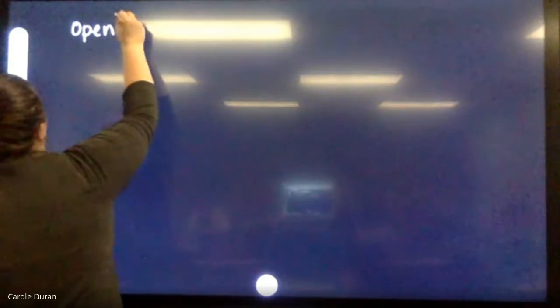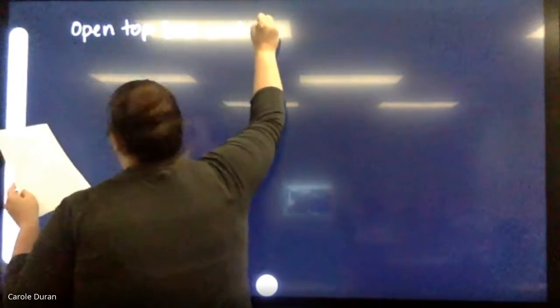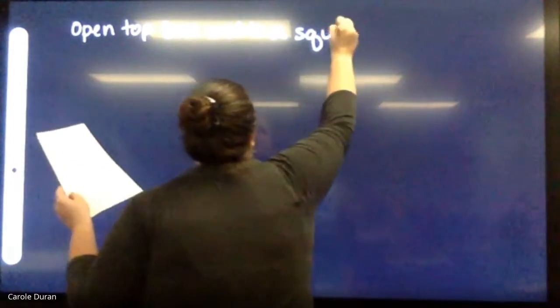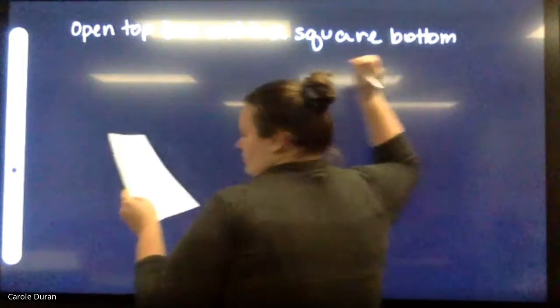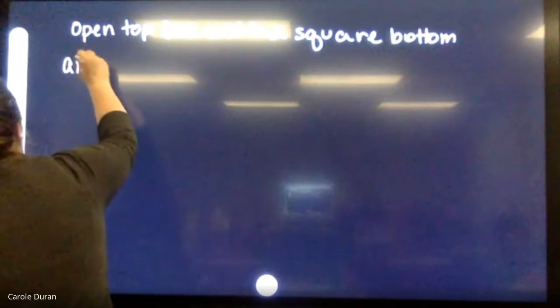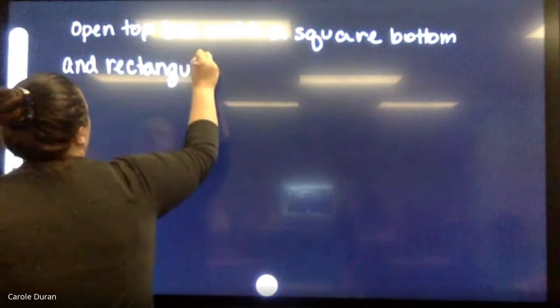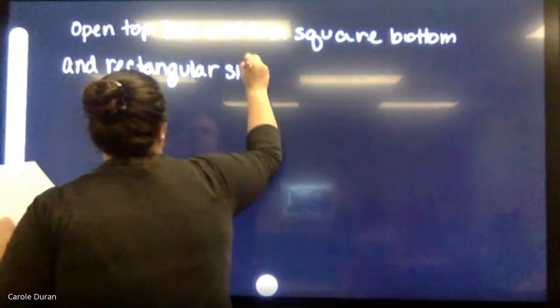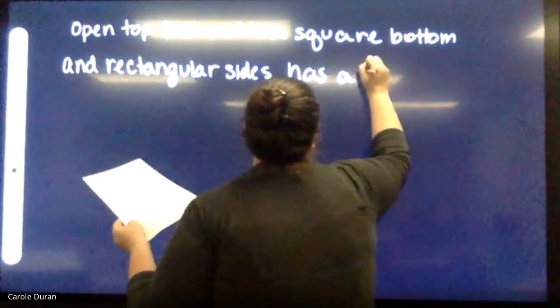Okay, so this problem is an open top box with a square bottom and rectangular sides. Has a volume of 72.